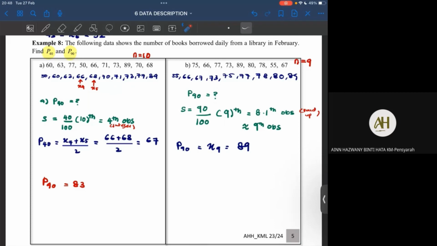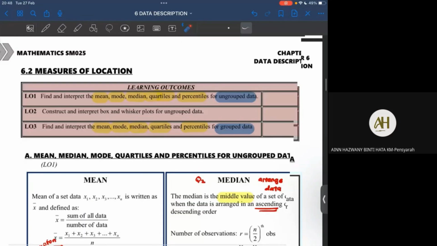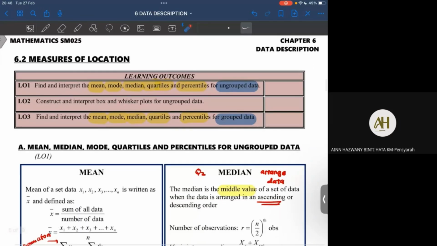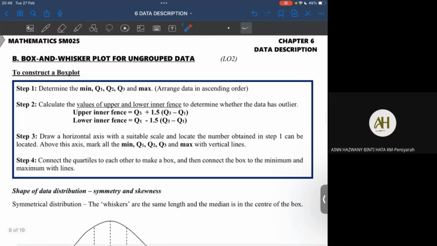Okay. So let's go to the next part. Our next learning outcome: box and whisker plot for ungrouped data. I think you have never learned this yet. I'm not sure. So this is a new thing for you, box and whisker plot.